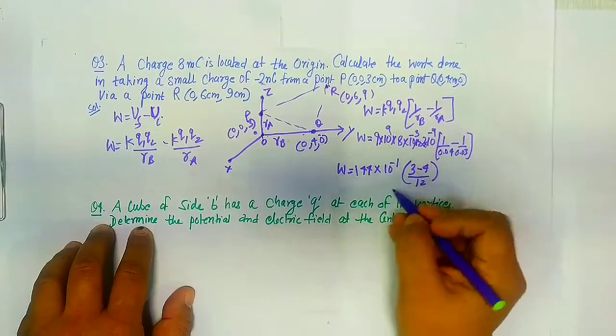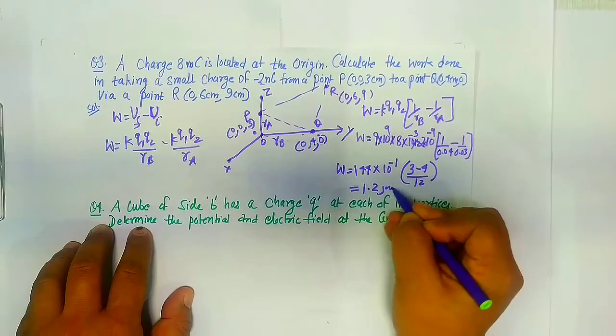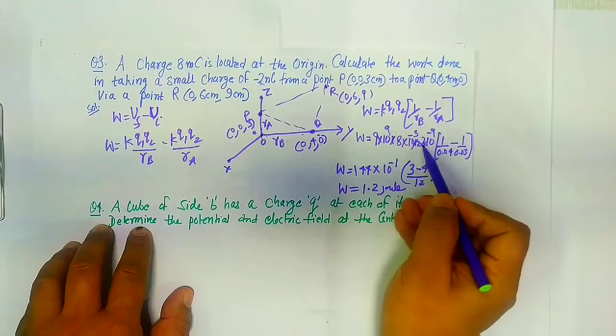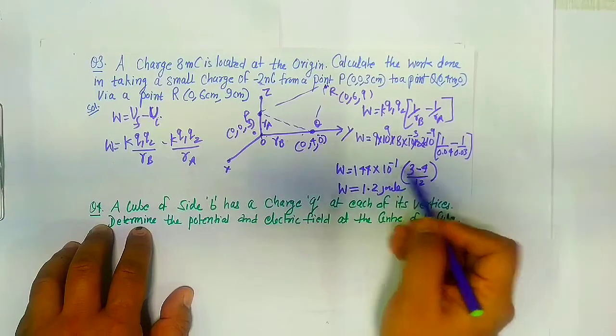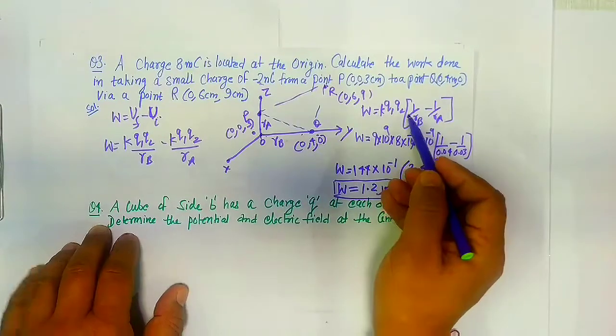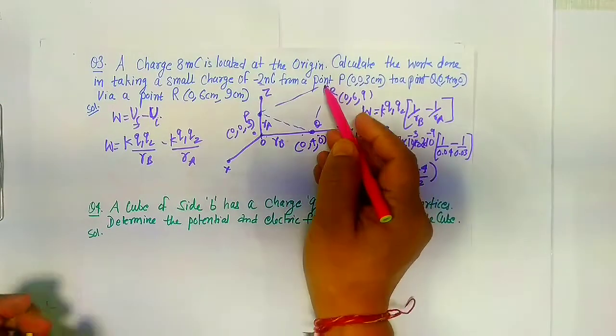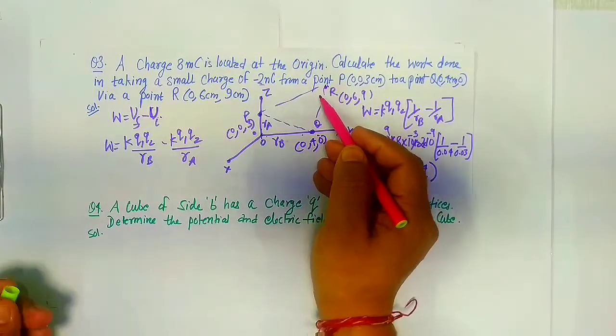And when you solve it out, it becomes 1.2 joule. So this is the work done. This is minus, and minus minus will make it plus. So this is the work done. Work done is final minus initial. Solve it out. So you'll find that it doesn't depend on the point R because it's a conservative force.